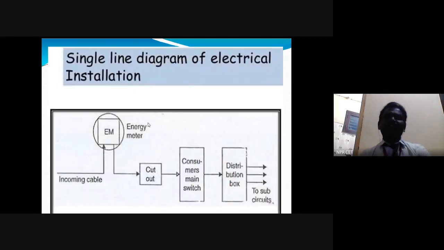So far we have discussed the different types of wiring and the materials used for wiring. Now we go to the single line diagram of electrical installation. The incoming cable from the service connection, the service line, goes to the energy meter. The output of the energy meter goes to the cutout, from the cutout to the consumer main switch, and then to the distribution box. From the distribution box, we can make different subcircuits for different connections. So this is the single line diagram of electrical installation.